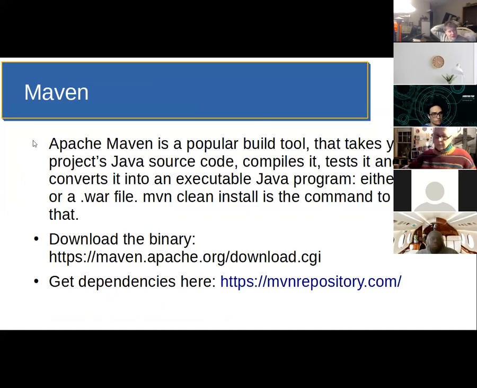So, basically, Apache Maven is the popular tool, as it says here, that takes your Java source code, compiles it, tests it, and converts it into an executable Java program, either a jar file or a war file. A jar file is the Java file. And a war file is actually a web Java file.